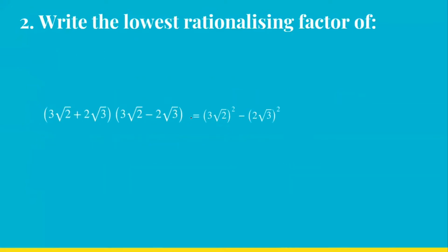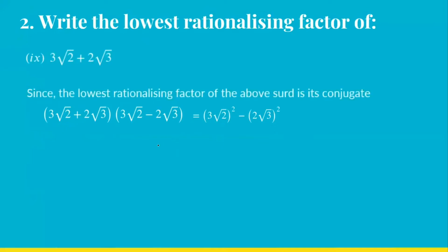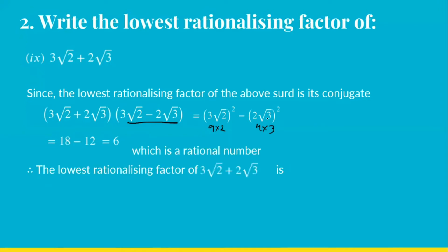Now, in this, 3 root 2 plus 2 root 3, it is going to be conjugate again. So 3 root 2 minus 2 root 3. Multiply: (a plus b) into (a minus b) is a square minus b square. (3 root 2) square is again 9 into 2, which is 18. (2 root 3) square: 2 square is 4, 4 into 3 is 12. So this is how we get 18 minus 12, which is 6, which is a rational number. Therefore, the rationalizing factor of 3 root 2 plus 2 root 3 is 3 root 2 minus 2 root 3.